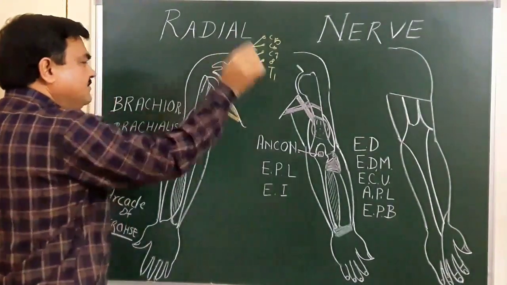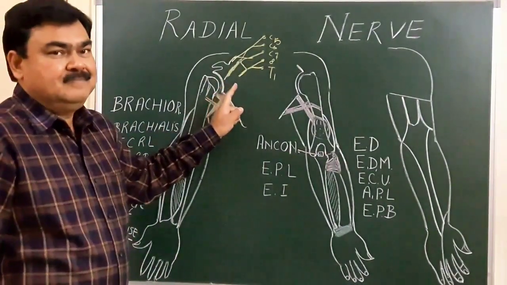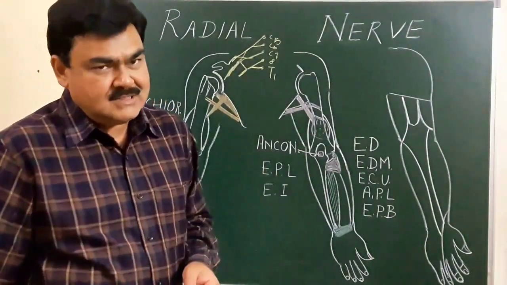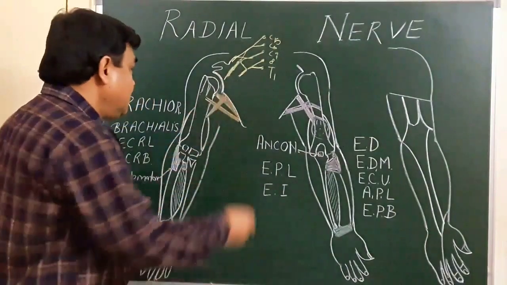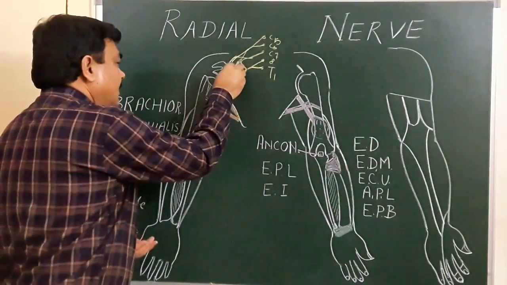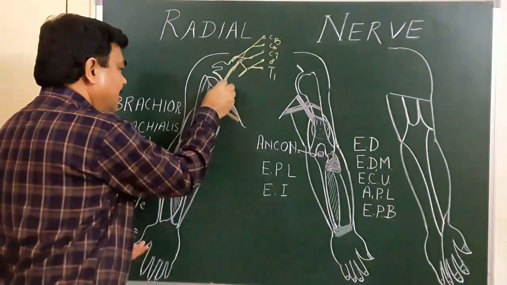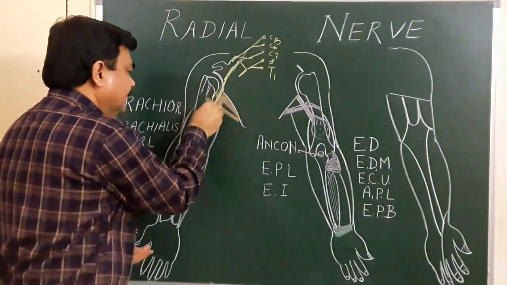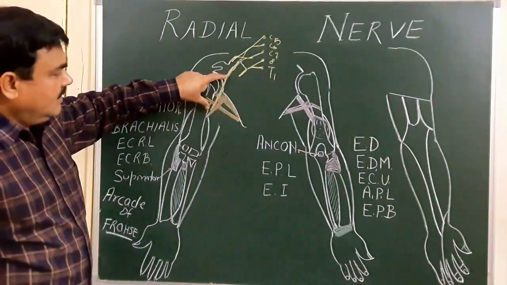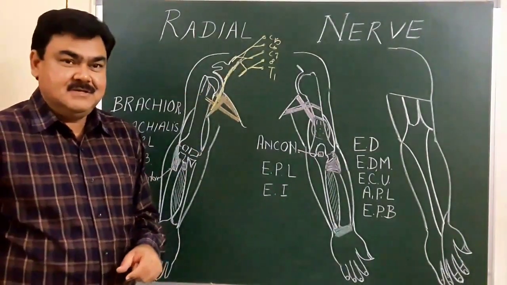In this diagram, this is the posterior cord. The posterior cord gives five branches: the axillary nerve, upper subscapular, lower subscapular, thoracodorsal, and it continues as the radial nerve. This portion is in the axilla. In the axilla, the radial nerve gives three branches.